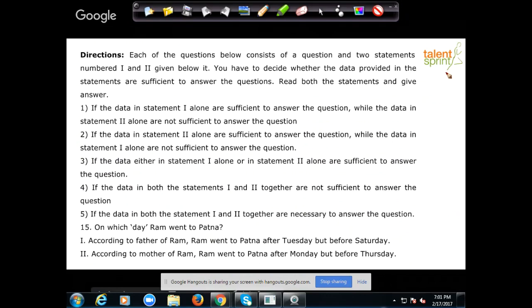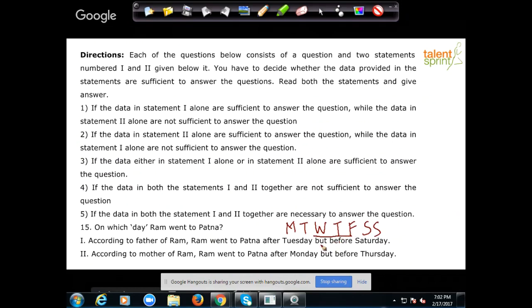Saeed says 5. Okay, all those of you who've said 5 here are absolutely correct because the answer here is 5. Let's quickly plot it. We know that the question is to do with days of the week. So quickly, let's write Monday, Tuesday, Wednesday, Thursday, Friday, Saturday, Sunday. Now, according to the father of Ram, Ram went to Patna after Tuesday but before Saturday, which means that according to the father, Ram went to Patna on Wednesday, Thursday, or Friday.